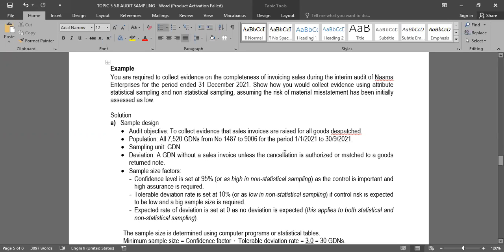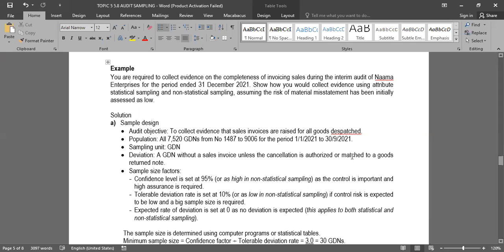Some of the legitimate reasons why a goods delivery note may not have a sales invoice include things like cancellation. If you canceled the delivery through an authorized person, then that will be legit. It will be fine. It's not a deviation.